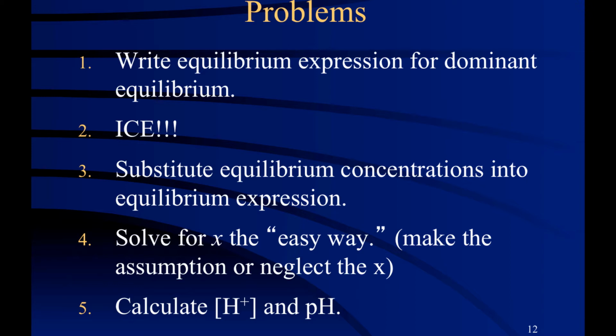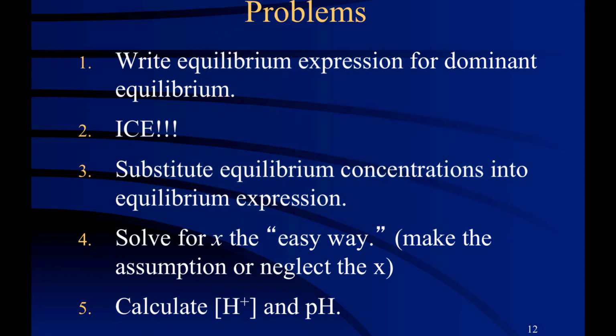For weak acids, we're going to have to do something different. We're going to have to go ahead and write the equation of it acting like an acid. We're going to write a Ka, an equilibrium expression, and build ourselves an ICE table just like before. We're going to fill up the ICE table. We're going to make the assumption or neglect the X just like we did in class. Then we'll calculate the hydrogen ion concentration in the ICE table. And finally, once we know that, we can find pH.